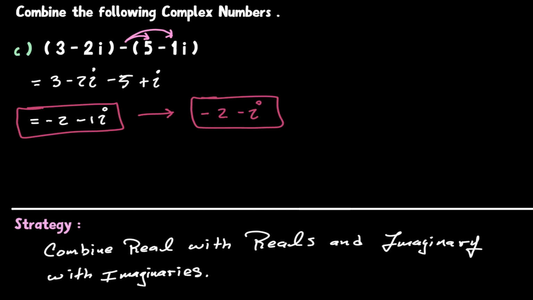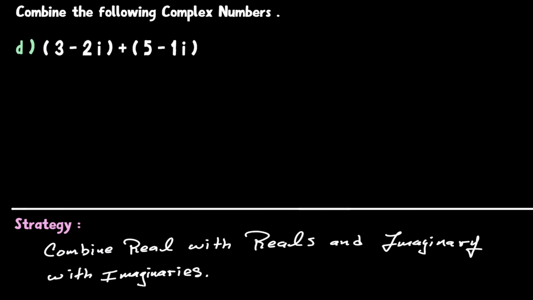Now let's take a look at our last example. So here we have our two complex numbers, 3 minus 2i and 5 minus 1i. Let's drop the parentheses to make it cleaner. In our first parenthesis, there's nothing in front of it, so let's just bring everything down. In our second parenthesis, we are adding, so there's no need to distribute. Let's just bring everything down. So we're going to get positive 5 and negative 1i.